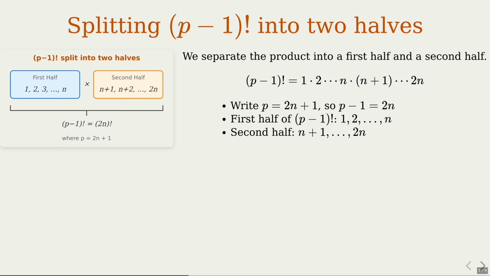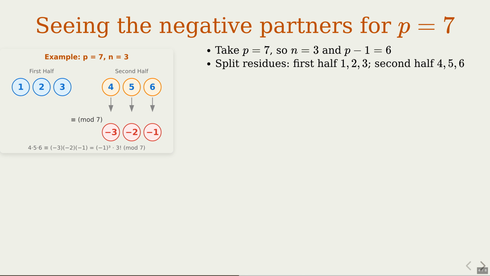Let us test the splitting idea in the concrete case p equals 7. For p equal to 7, we have n equal to 3, so the non-zero residues are 1 through 6. We split the list into 1, 2, 3, and then 4, 5, 6 as the 2 halves of the product. So 3 factorial comes from multiplying the first half, and the second half gives another block of 3 numbers. Now, notice that 4 behaves like -3, 5 like -2, and 6 like -1 modulo 7.